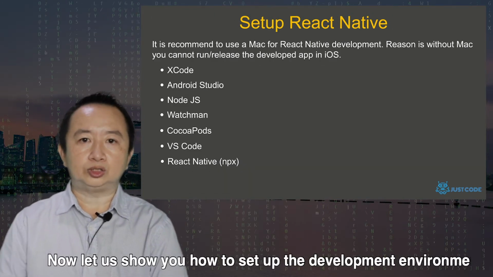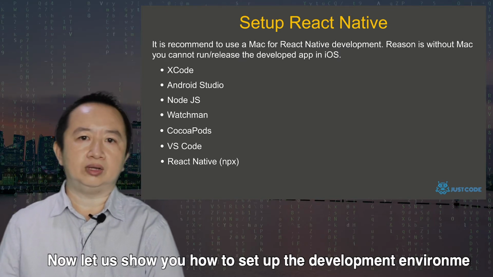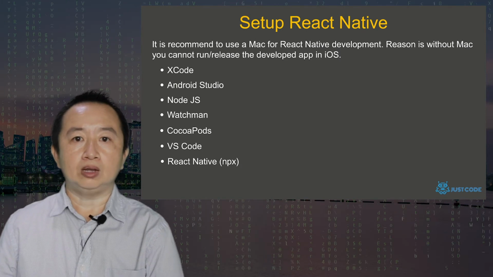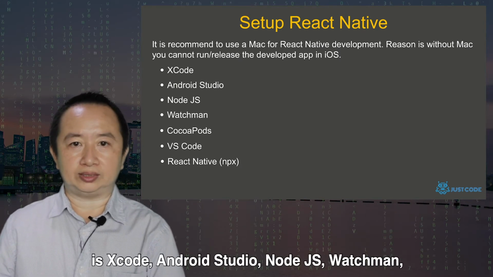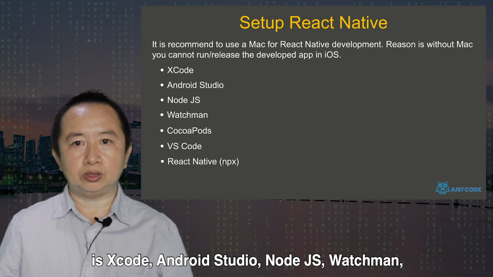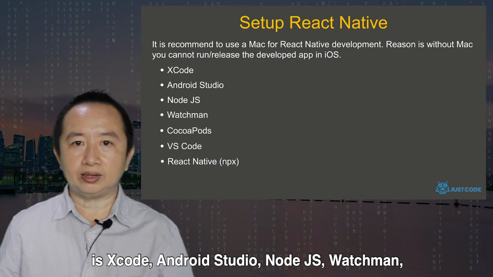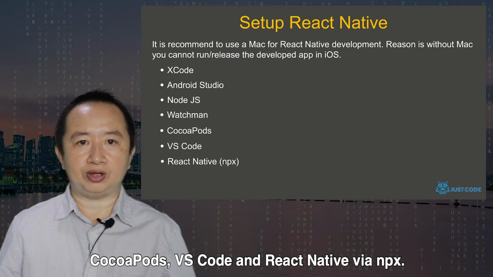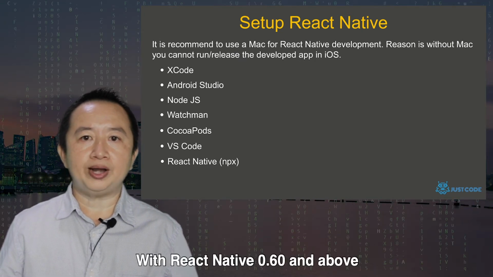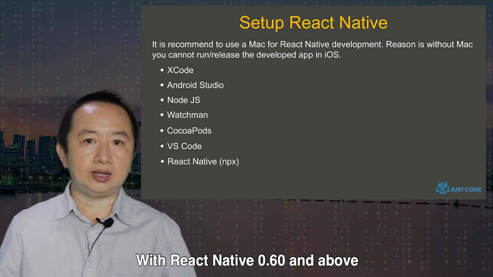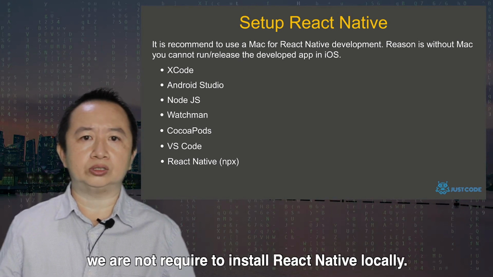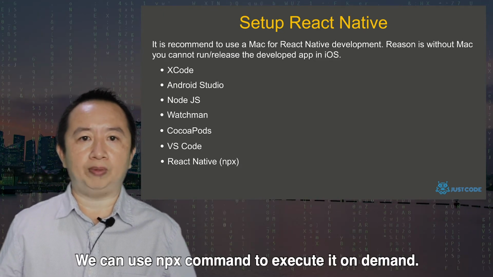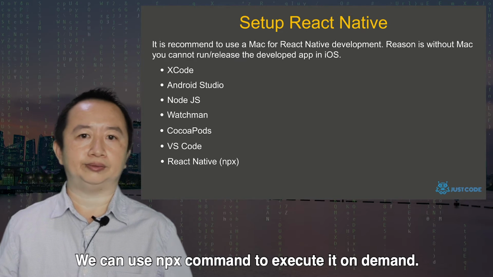Now, let us show you how to set up the development environment for React Native on a Mac machine. The components we need to install are Xcode, Android Studio, Node.js, Watchman, CocoaPods, VS Code, and React Native via npx. With React Native 0.60 and above, we are not required to install React Native locally. We can use the npx command to execute it on demand.